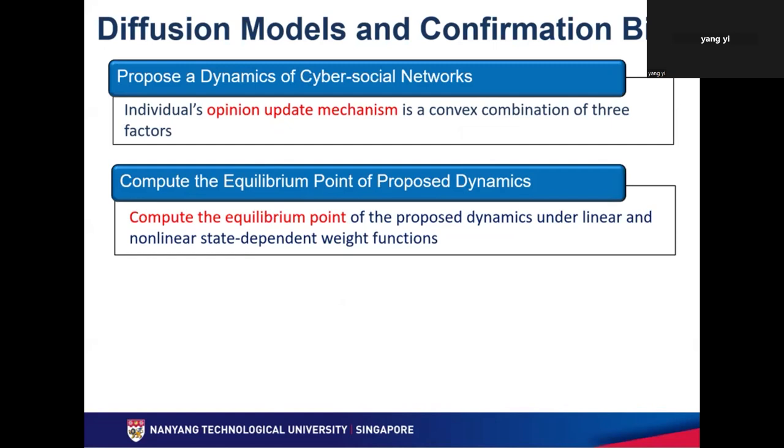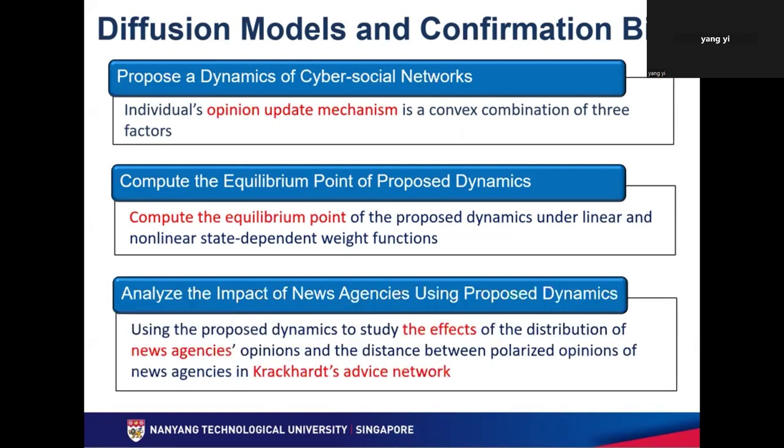And such a calculation is under linear and nonlinear state-dependent weight functions. So the state-dependent weight function here is where the confirmation bias was introduced. And then they analyze the impact of the news agencies using the proposed dynamics, and they conduct two sets of experiments. First, they test the effects of the distribution of news agencies' opinions. And second is the distance between the polarized opinions of news agencies. So in the first study, they only introduced one news agency to test its effects on the opinion dynamics. And for the second one, they introduced two news agencies to test the polarized opinion spreading. And they tested the two experiments on the credit cards advice network. It's a very popular data set used in the existing literature on opinion dynamics.